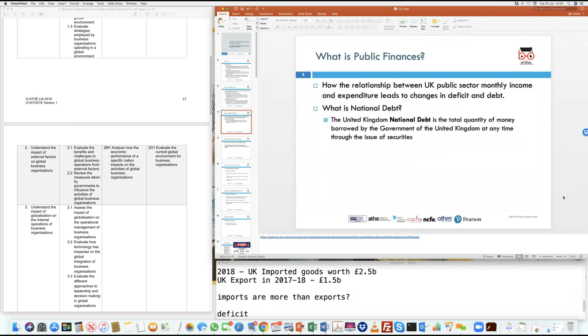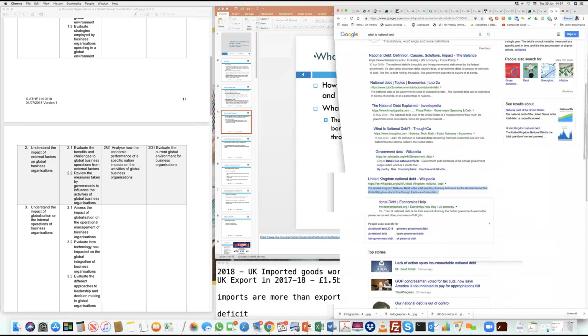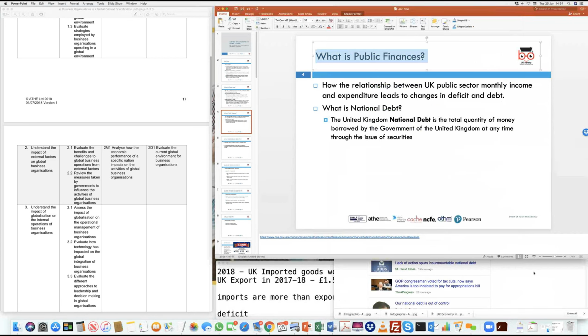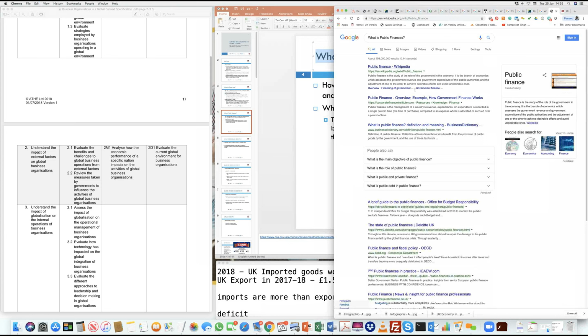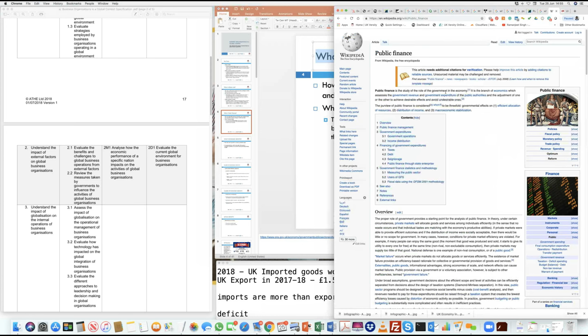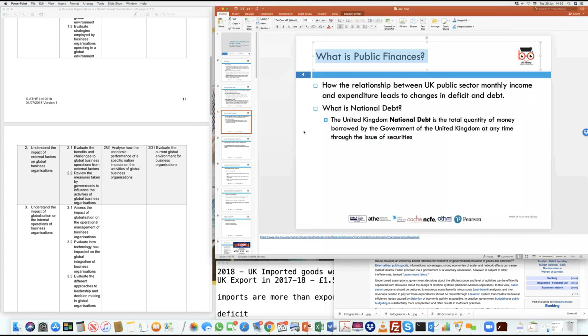Okay. Now, what is public finances? Finances is money. In a country, you have money. Public finances is the study of the role of government in the economy. It's a branch of economics which tells you how the government looks at raising money from taxes and spending money on services.